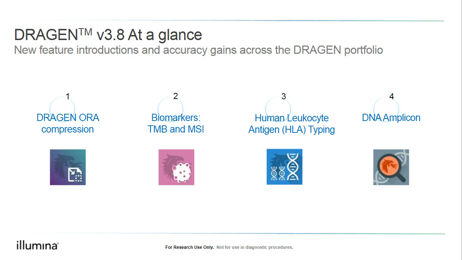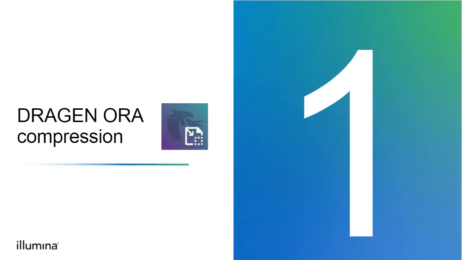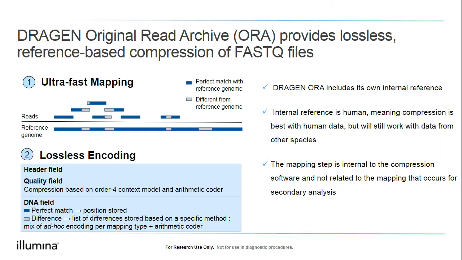So let's jump onto the first major feature that we are really excited to bring onto the platform, the ORA compression. What does ORA stand for? ORA is something that we are referring to as the Original Read Archive, and this compression utility gives you lossless, reference-based compression of FASTQ files.